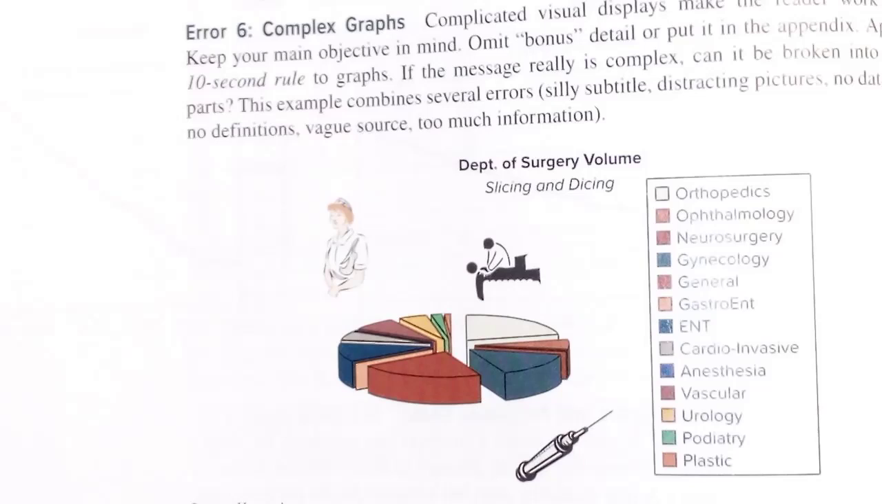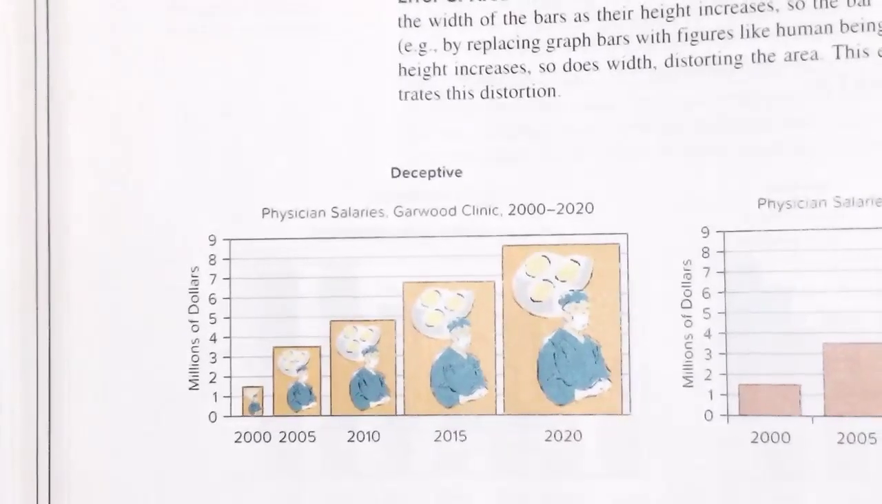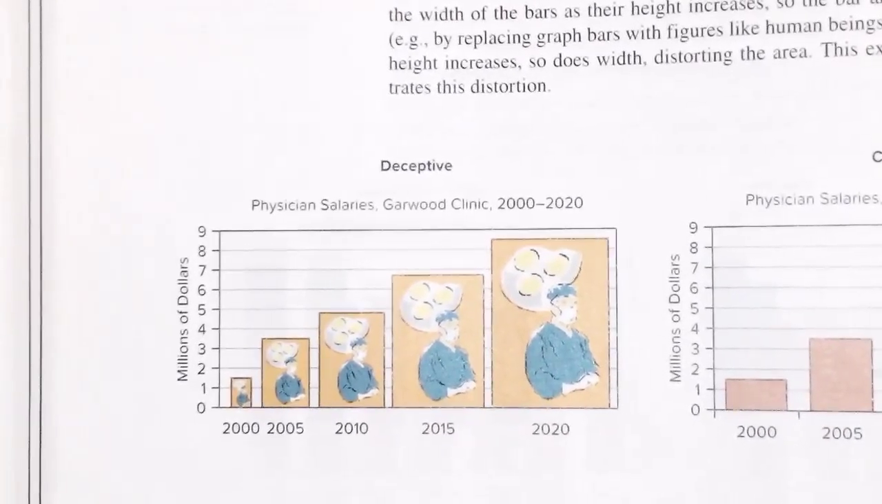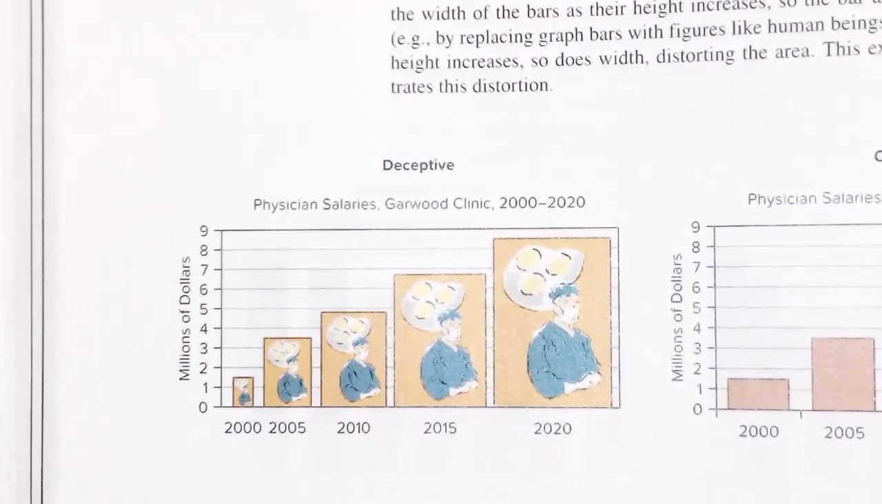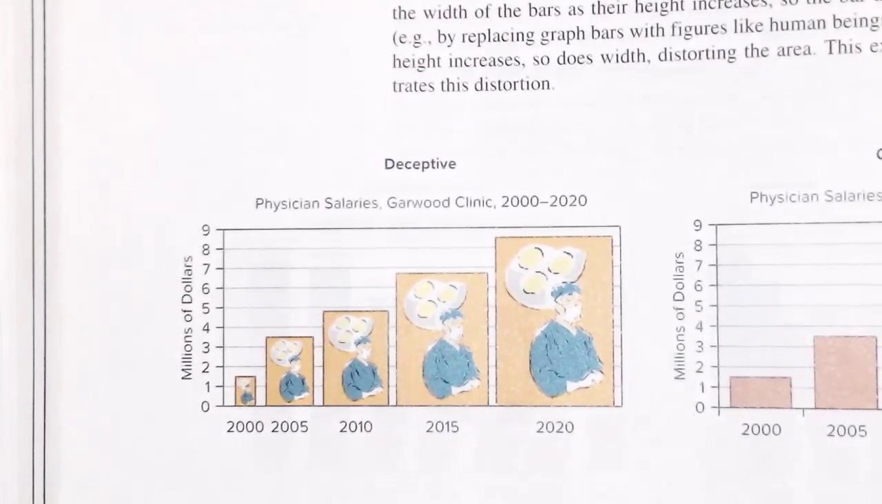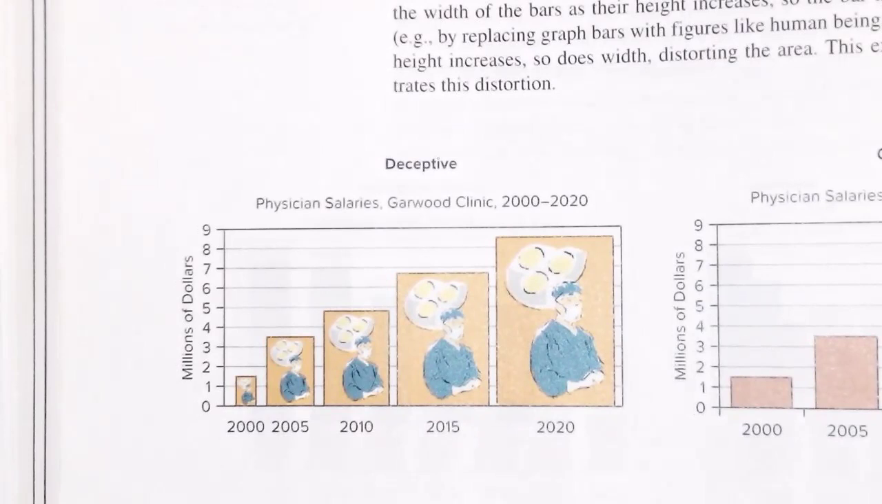Darrell Huff actually uses salary as a question about pictures. I think you'll appreciate it because the same thing happened here. Here's a picture of physician salaries. It's a column chart, right? How does 2000 compare to 2005 on the left picture versus on the right picture?